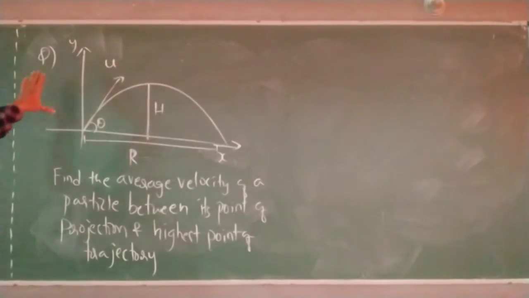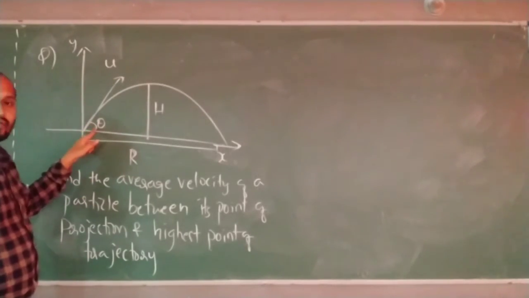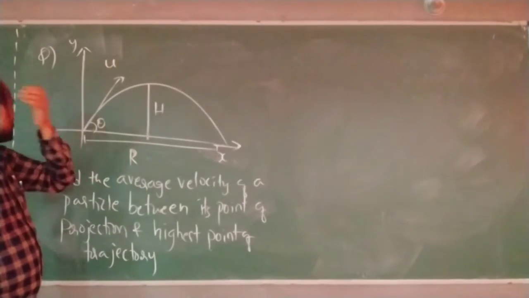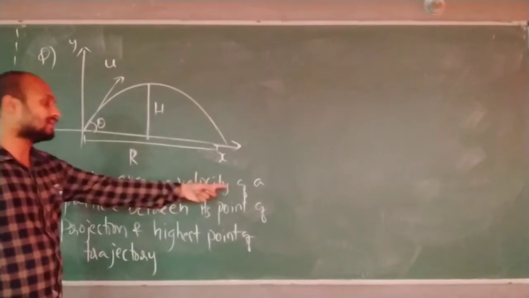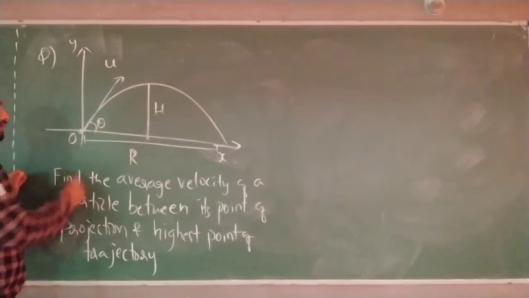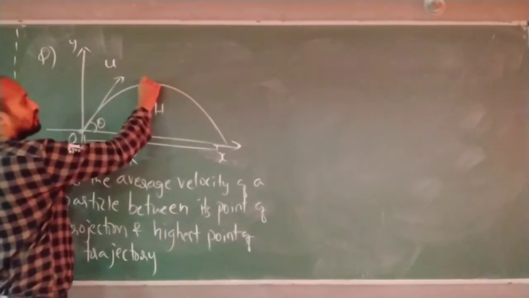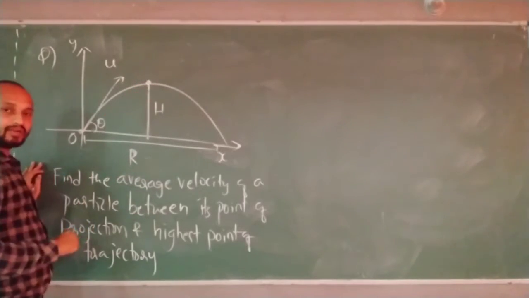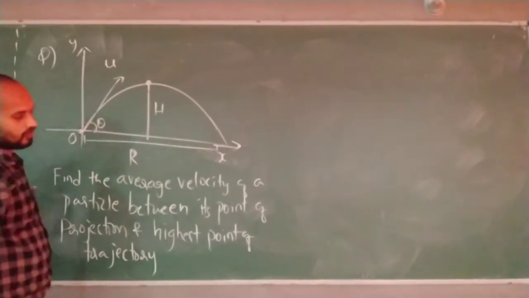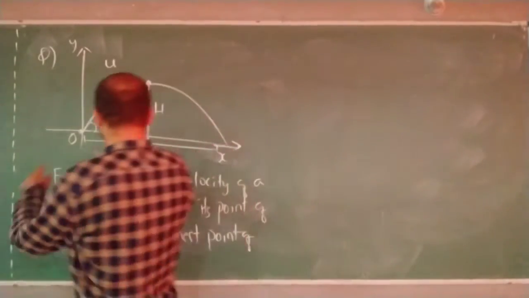See here, one question we have. One body is projected with initial velocity u with angle of projection theta, and it has a range r and maximum height h. Find the average velocity of the particle between its point of projection, that is point O, and the highest point of the trajectory. The highest point of the trajectory is this point. So what do you need to find? You need to find the average velocity from this point to this point.